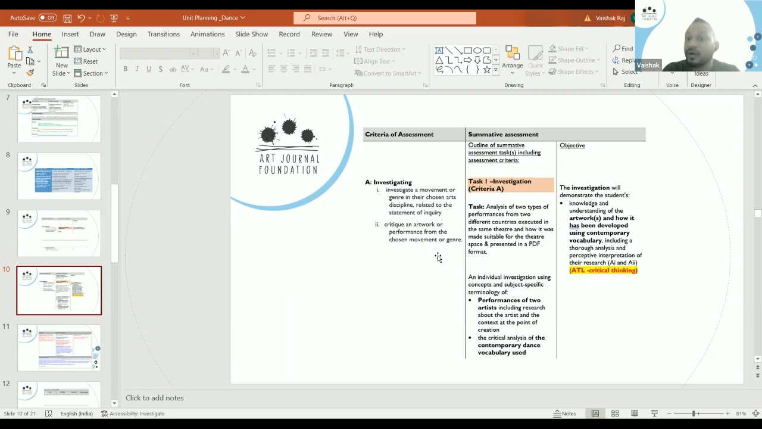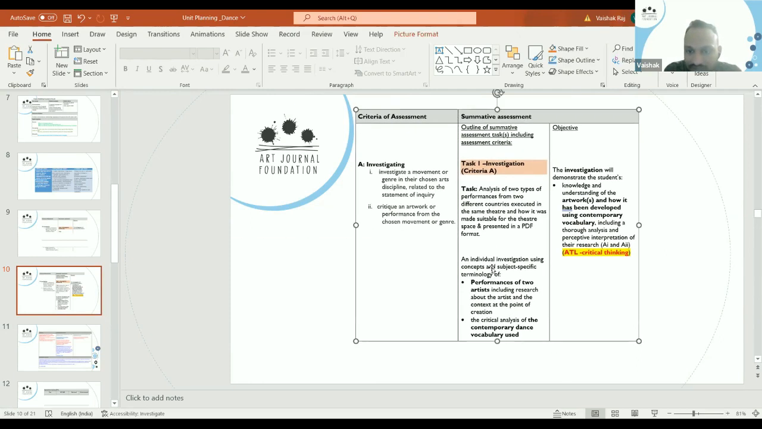Okay. What did I do? Task 1, investigation. What is the task I'm giving? Analysis of 2 types of performance from two different countries executed in the same theater. How was it made suitable for theater space and presented in a PDF format? Now in that, what I've done is just a little bit of micromanagement.